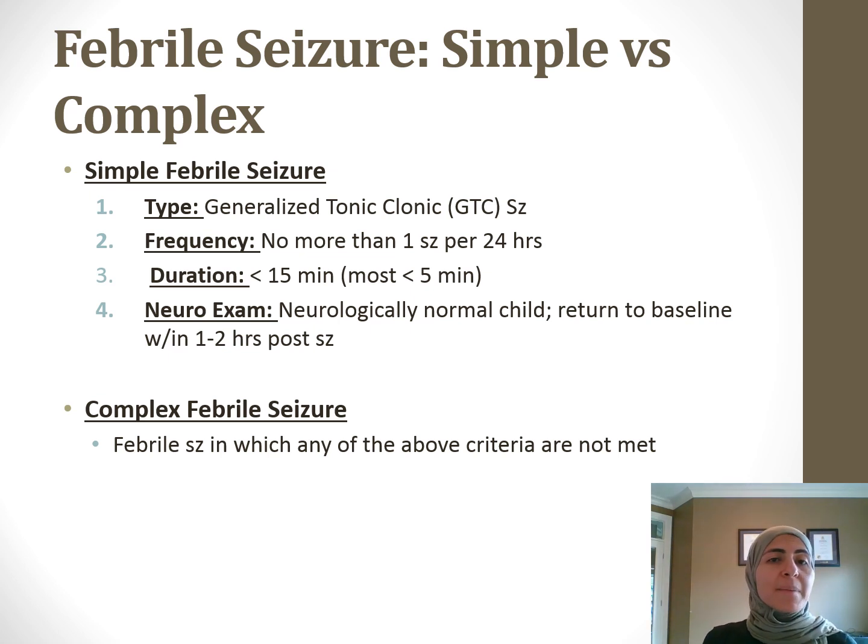So first of all, the type of seizure in a simple febrile seizure is a generalized tonic-clonic seizure. The frequency, no more than 1 seizure per 24 hours. The duration is less than 15 minutes. The majority of these children actually seize for less than 5 minutes, but the definition is less than 15. And neurologic exam, these are neurologically normal children who return to baseline within 1 to 2 hours post-ictally or after the seizure. Anything that deviates from that or does not meet those criteria is a complex febrile seizure.